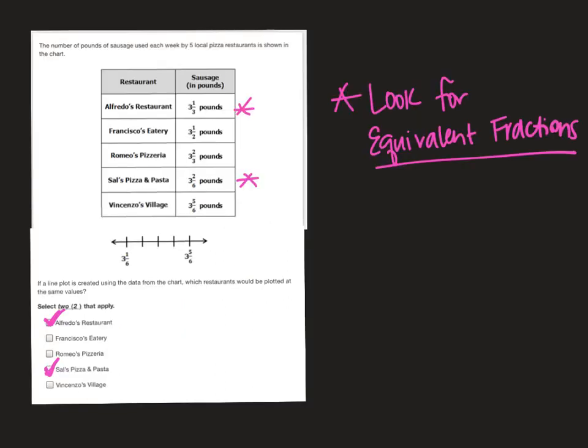All right, this question maybe looked a little more difficult than it was. All you're doing on this question is trying to find equivalent fractions. So you just had to look through what they gave you and figure out which 2 could mean the same thing. We know that 1/3 is equivalent to 2/6. So that's why Alfredo's restaurant and Sal's Pizza and Pasta are your answers, because they wanted to know which ones would have the same values.